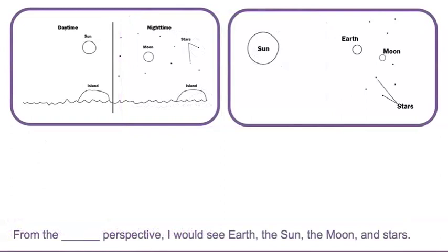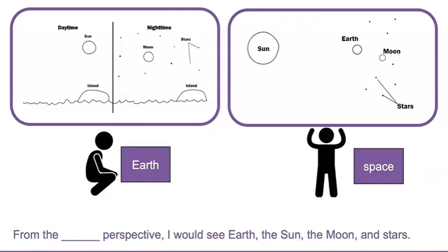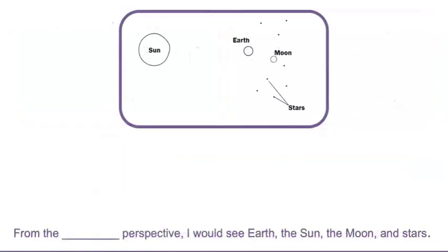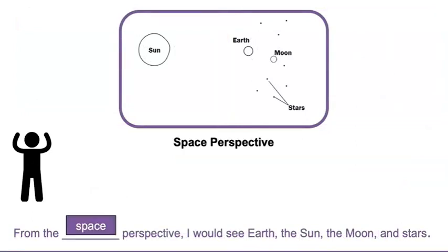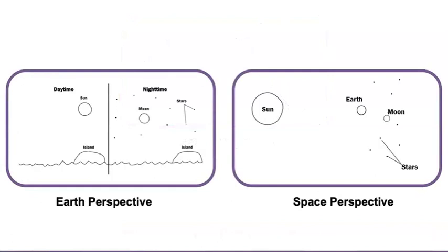From the blank perspective, I would see Earth, the sun, the moon, and stars. What do you think? Earth perspective or space perspective? Are you standing tall and reaching for the sky? That's right. From the space perspective, I would see Earth, the sun, the moon, and stars. Great job identifying the differences between the Earth perspective and the space perspective.